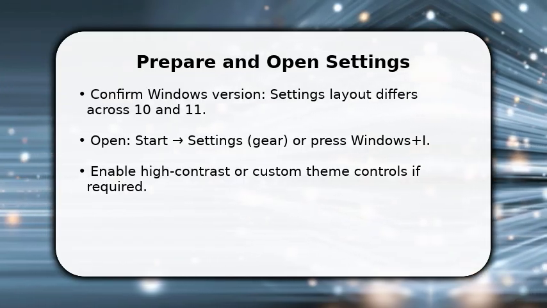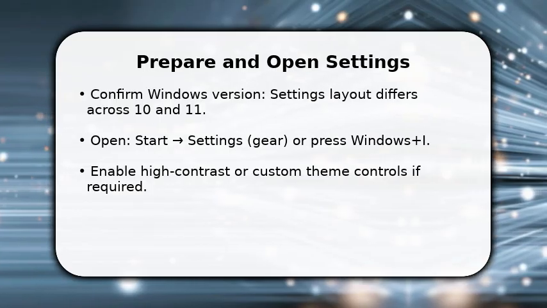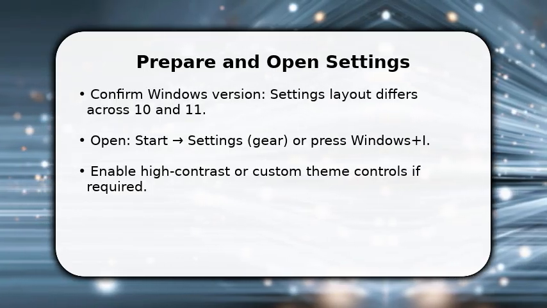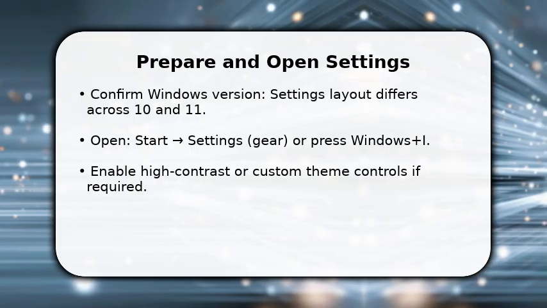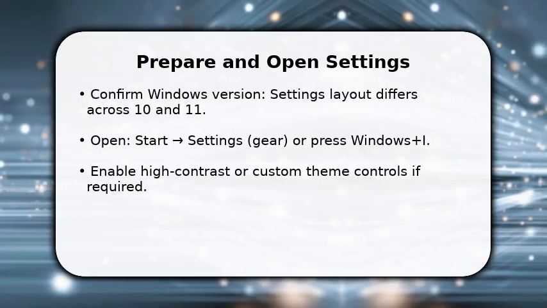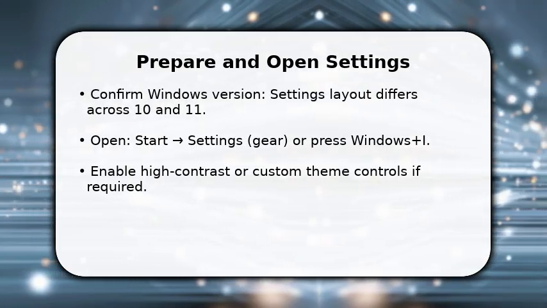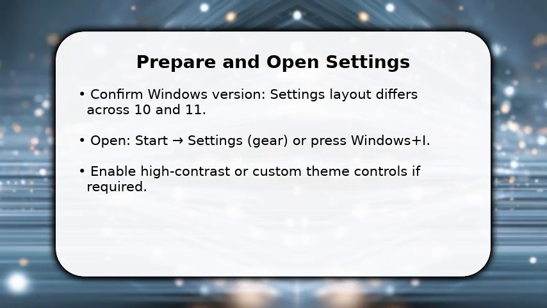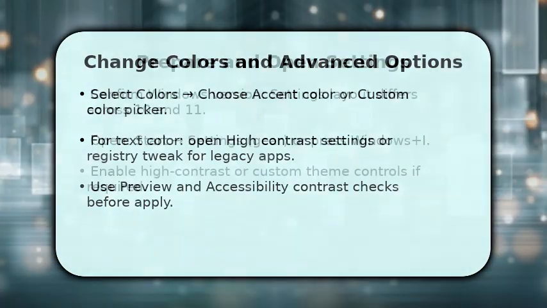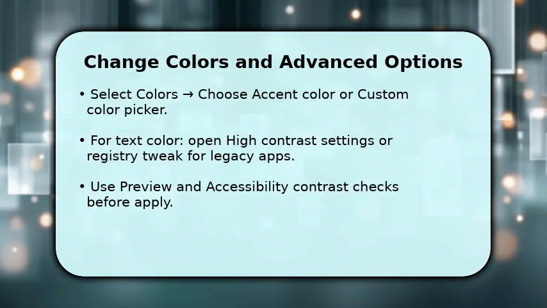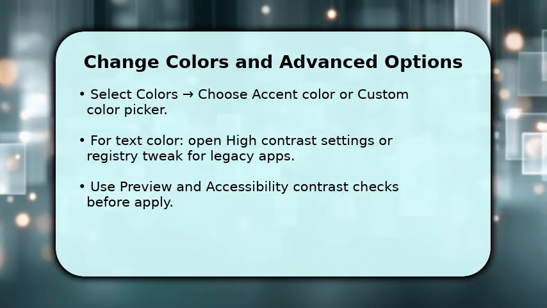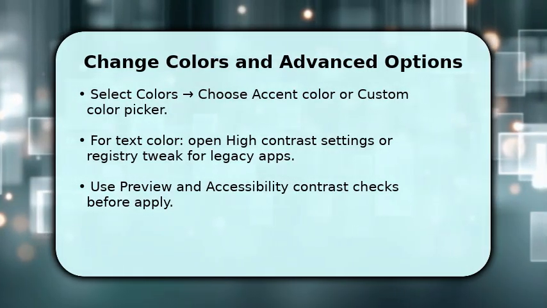First actionable step. Go to Personalization, then Themes or Colors depending on your build. This grants the controls that change text color system-wide versus app-specific colors. Understand that distinction before proceeding to color selection. Once in Colors, pick an accent or custom color and test it in the preview. You do this to see how system UI elements update.